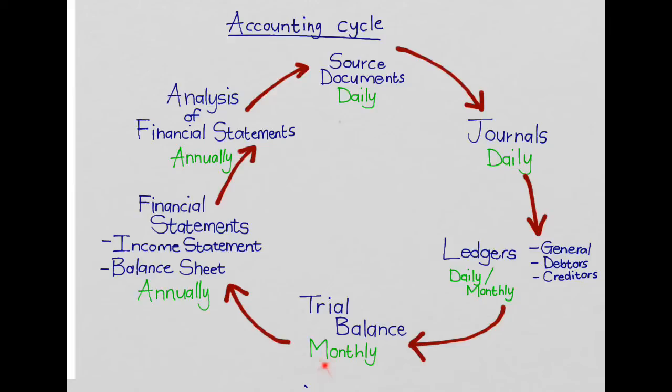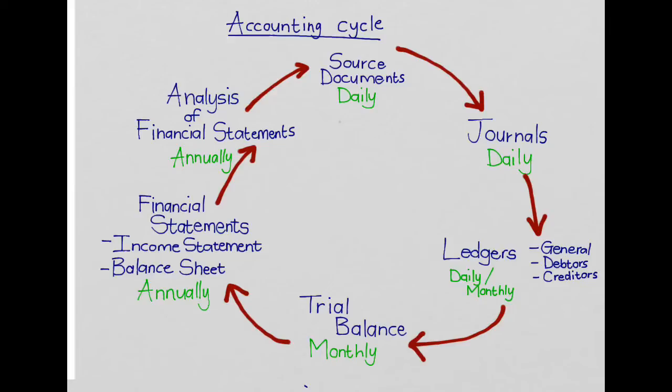And this happens once a month at the end of the month. After that, once a year, we draw up financial statements. You haven't really done financial statements yet, but we are going to do quite a bit in grade 10. So this is a very important part of the accounting cycle. The financial statements that we do are an income statement and a balance sheet.